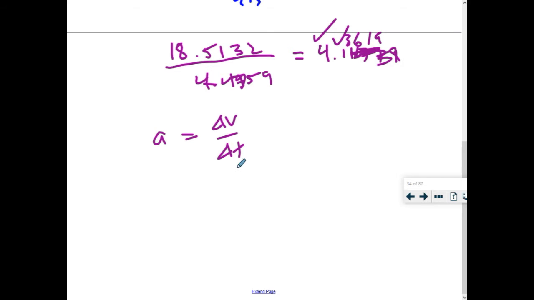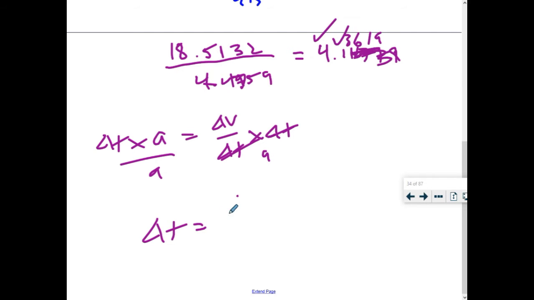The steps are the same. You still multiply both sides by delta t. You still multiply this side by delta t. And that cancels. You still divide by a on both sides. You get the formula of delta t equals delta v over a. You still take 18.5. You still divide by 4.5. But do you see how the order changed just slightly? I promise you, I have good reasons for suggesting method 2.